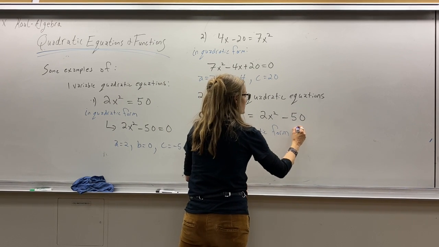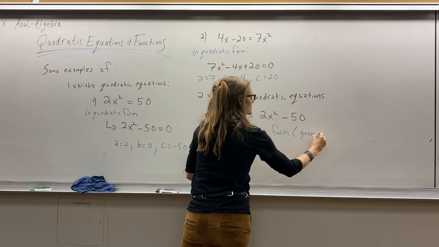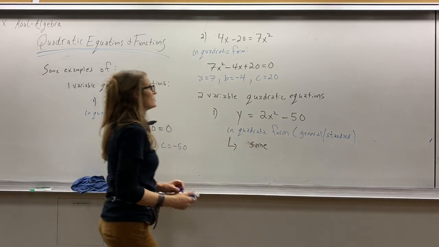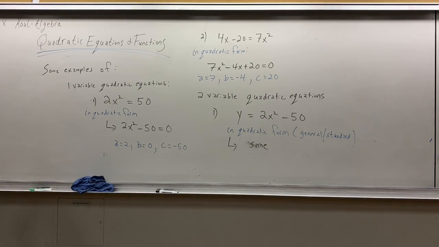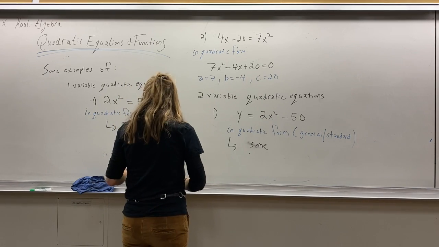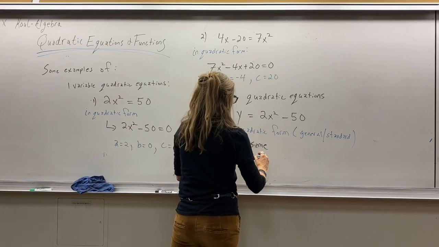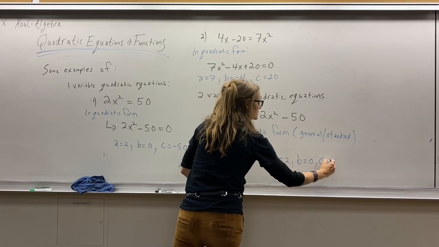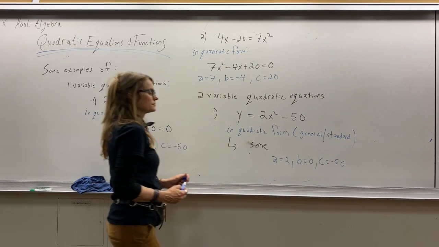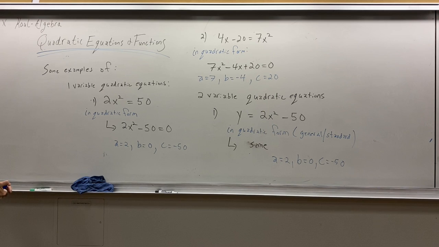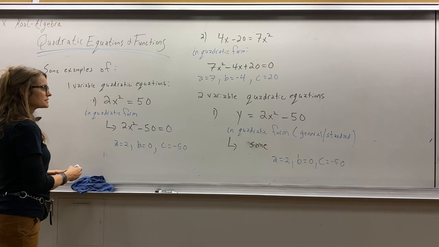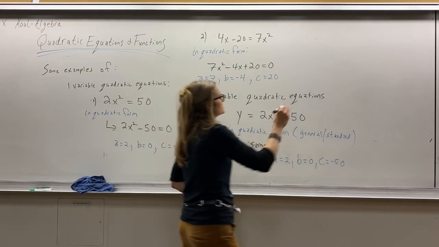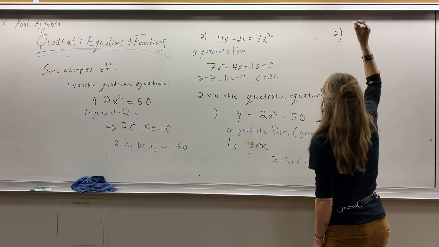So I'm going to make a little note here. General or standard form. And we'll get to more of that. In quadratic form we have that, but we could go ahead and identify what our a's, b's, and c's are. So a equals 2, b equals 0 again, and c equals minus 50. The next thing we want to do is take a look at an example that is maybe different.